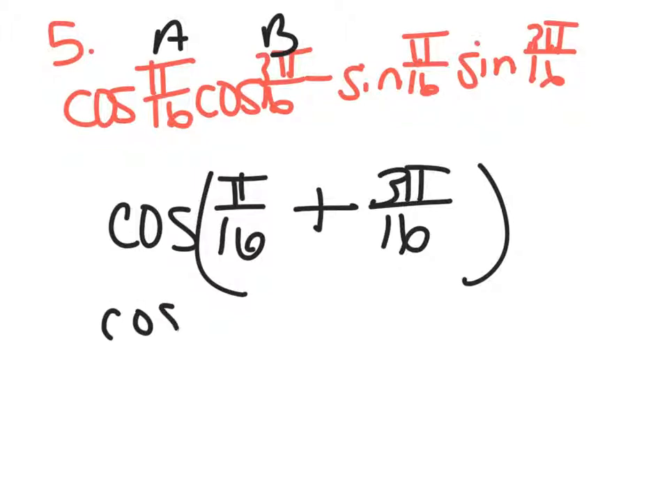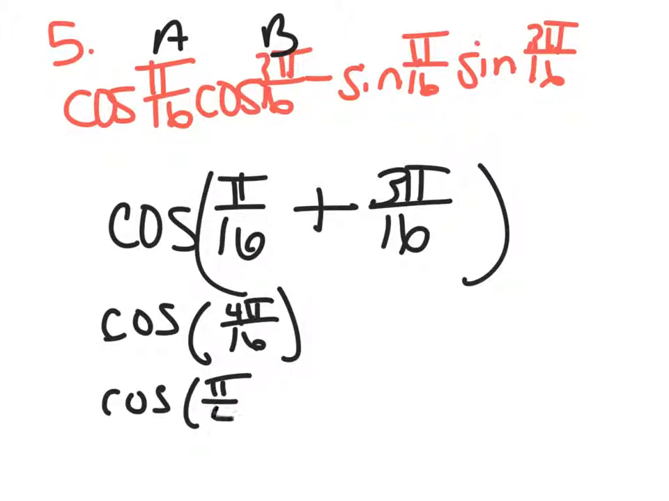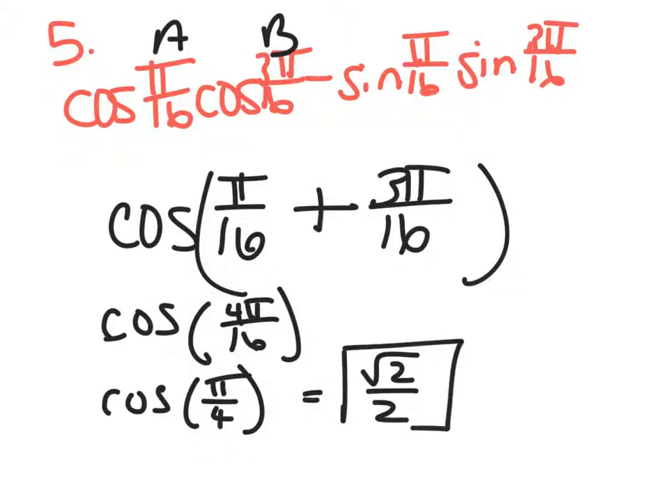So that's cosine of 4 pi over 16, which is cosine of pi over 4, which we can figure out. So it said to find the exact value. So the cosine at pi over 4 is just square root of 2 over 2.